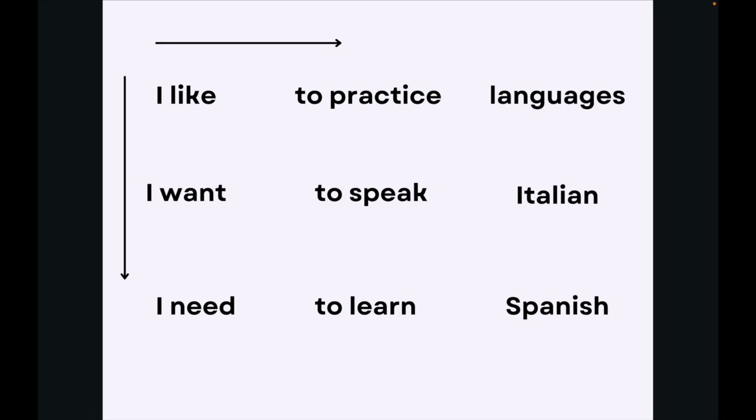I like to practice languages. I want to practice languages. I need to practice languages. I like to speak language. I like to speak Italian. I want to speak Italian. I need to learn Italian or Spanish, and so on. Take a moment to think about all the sentences you can make by combining words on this two-dimensional grid.